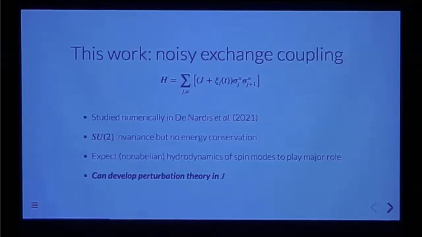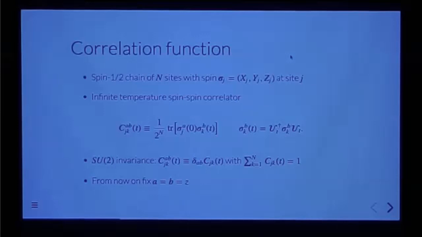Good. So what we're going to calculate is a correlation function. You have a spin-half system, N sites, and we're interested in the infinite temperature correlation function of two spins. You evolve one forward in time in the Heisenberg picture and take the trace, with no Boltzmann factor because we're at infinite temperature. Because we've got SU(2) invariance, the spin indices just have a Kronecker delta, and conservation means that when we sum over the two spatial coordinates j and k, summing over k gives 1 at all times. That's spin conservation. So for now, we'll just fix the spin indices to be Z, and we're just going to imagine propagating a single Z operator.